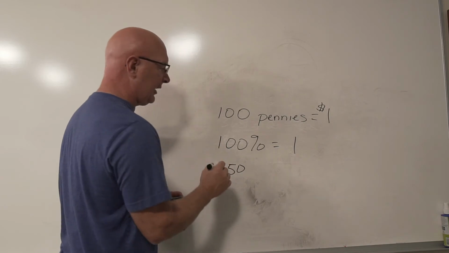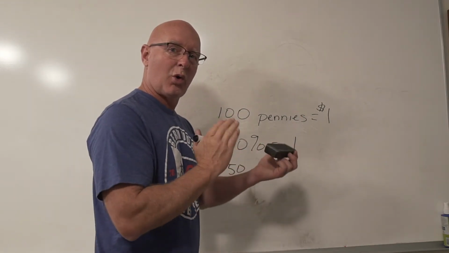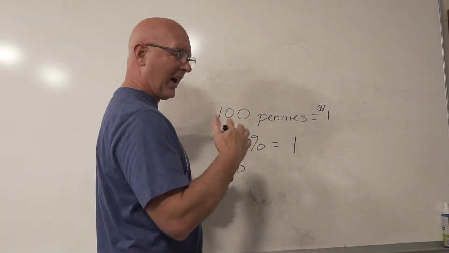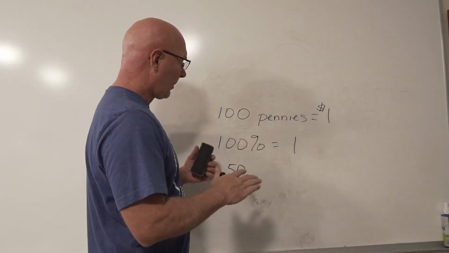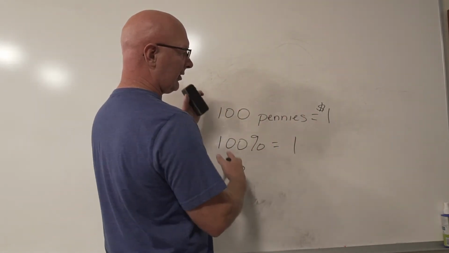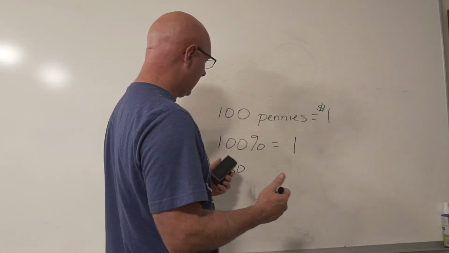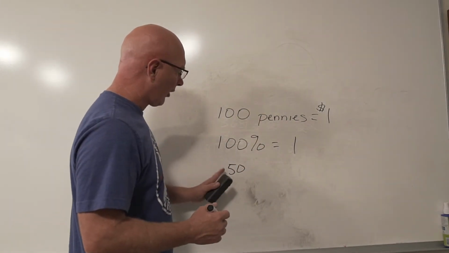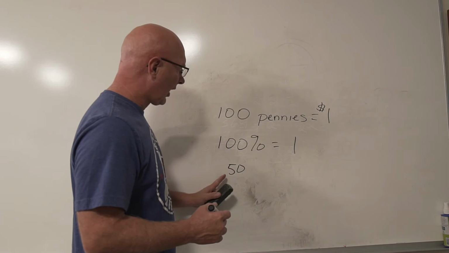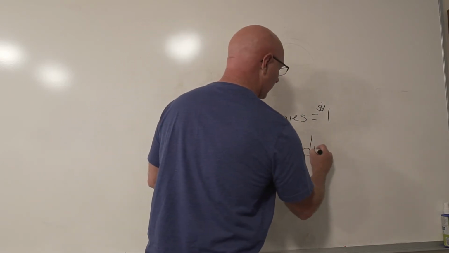So if I have 50 pennies, it means I also have 50 cents, which is 2 quarters or 5 dimes. So the point is working with money helps me to think about exactly what we're doing here with all of this. So how would I write $1.50?